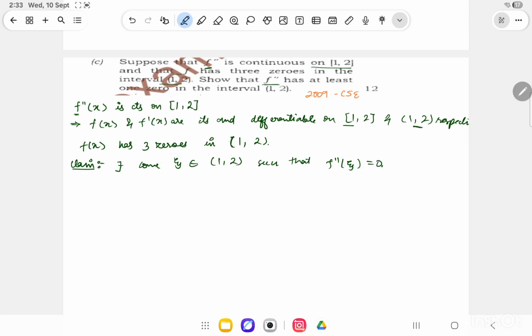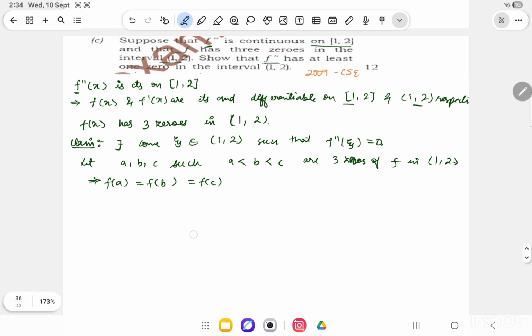So let us assume that a, b, c, such that a is less than b is less than c, are 3 zeros of f in the open interval (1, 2). So from here I can say that f(a) is equal to f(b) is equal to f(c).